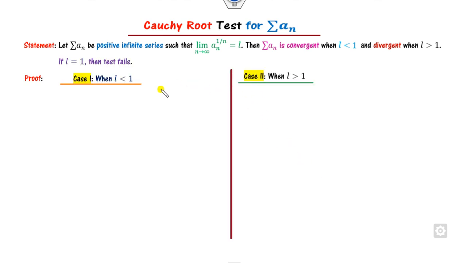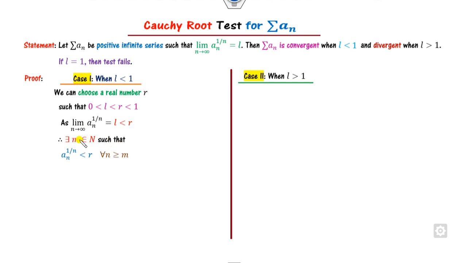The proof is very simple. We will discuss two cases: when L is less than 1 and when L is greater than 1. When L is less than 1, L is the limit here, so we can choose a real number R such that L is less than R, and R is less than 1. The limit is a finite number, so there exists some positive natural number m such that the nth root of a_n is less than R for all n greater than m.